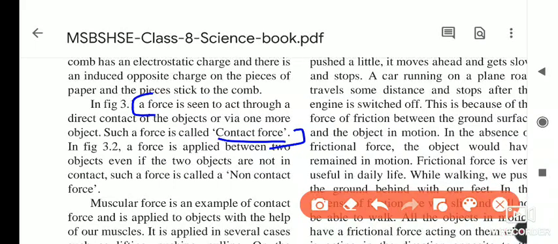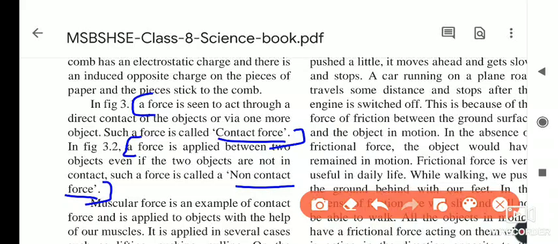And the second definition is non-contact force. So here it is the definition of non-contact force. A force is applied between two objects even if the two objects are not in contact with each other. Such a force is called a non-contact force. So these are the definitions. This is a contact force and that is a non-contact force. Examples of non-contact force, which I told you, are static electric force, gravitational force, or magnetic force.